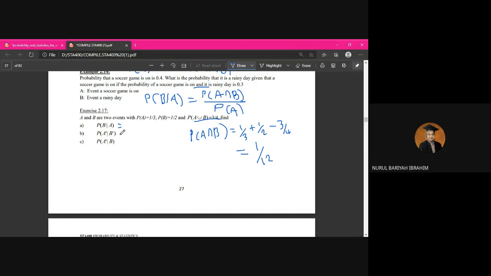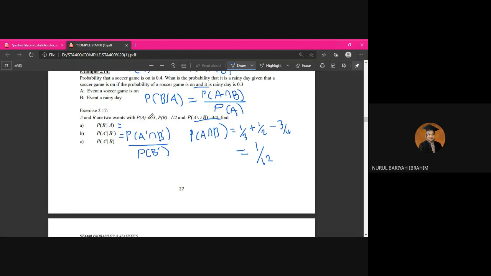Okay, how about the second one? Okay, the second one, it is probability of A complement intersect B complement, over probability of B complement. Okay, we simply can calculate the probability of B complement, which is we have probability of B 1 over 2, so probability of B complement will be 1 over 2. Right? But, not really, we have to look first because it has an intersection. So, what can you do from this?